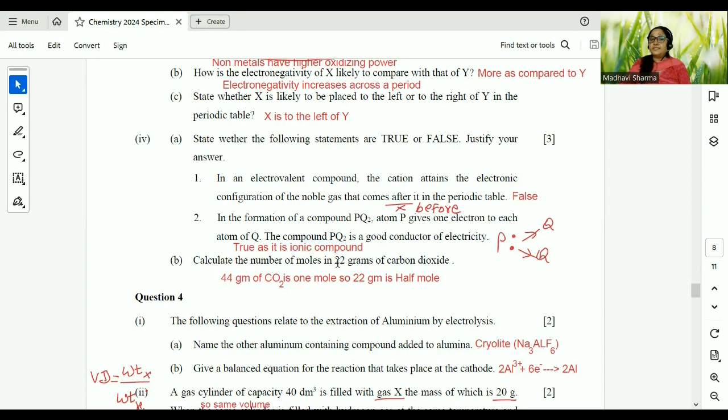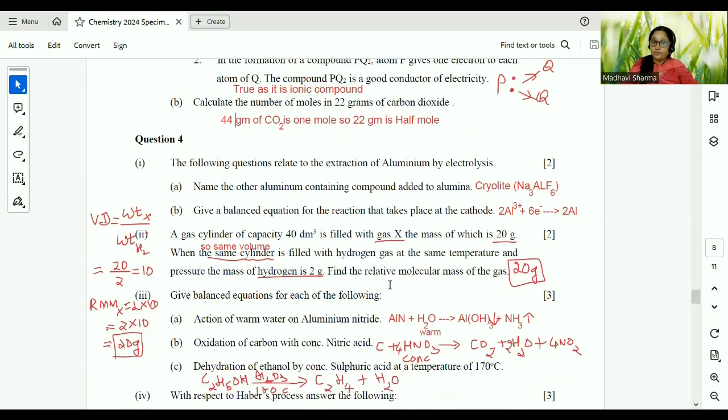Calculate the number of moles in 22 grams of carbon dioxide. CO2, C is 12, O2 is 32. Together, CO2 is 44 grams. 44 grams of CO2 is 1 mole. So 22 grams will be half mole.